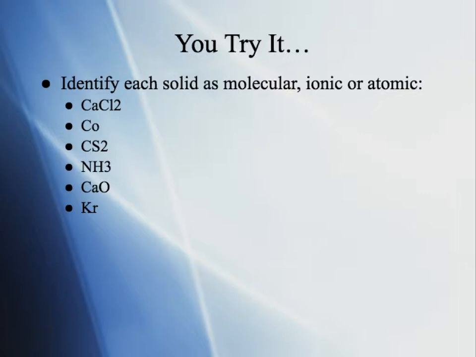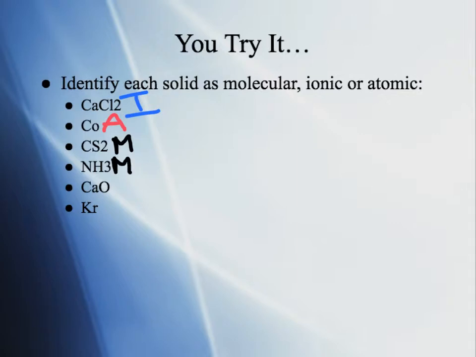So if we take a look at CaCl2, Ca is a metal, Cl is a nonmetal, so this is ionic. The next one is cobalt. Cobalt is not attached to anything else, it's just cobalt, so this would be atomic. CS2: both carbon and sulfur are nonmetals, so this would be molecular. The next one is NH3. Again, both nitrogen and hydrogen are nonmetals, so that's also going to be molecular.